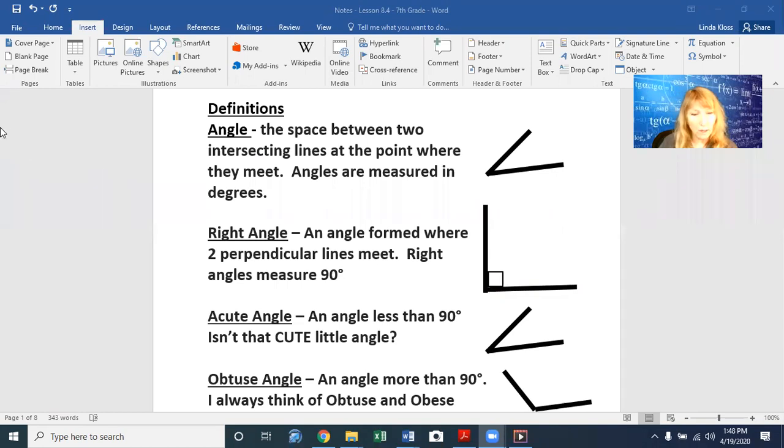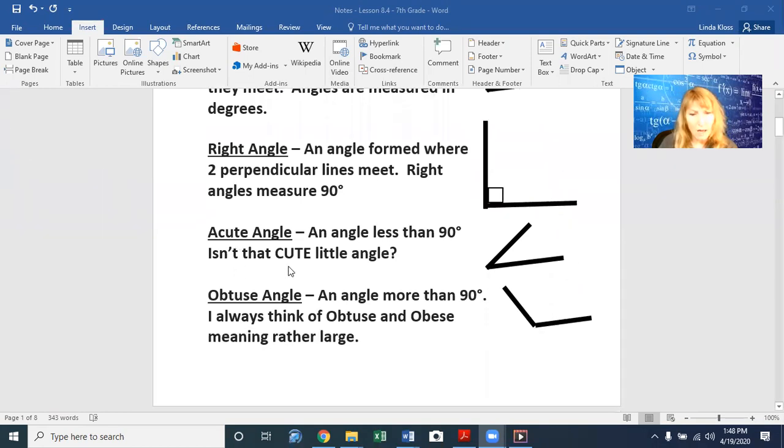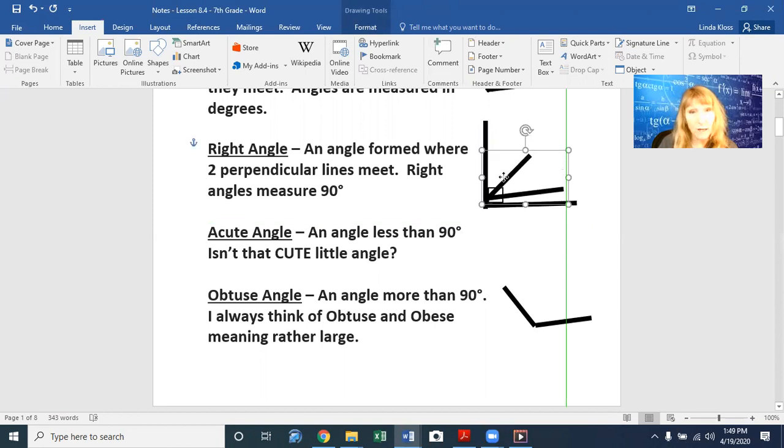What is an acute angle? Let's move down to acute. That is an angle that is less than 90 degrees. So I always like to think of it as a cute angle. It's little, it's cute. Think of little kids, they're cute and little. So an acute angle is very cute. It's little. So if you want to take an example, if I was to move this over into the 90-degree angle, and if I turn it just a little bit, you can see that it's less than 90 degrees. So an acute angle is less than 90 degrees.